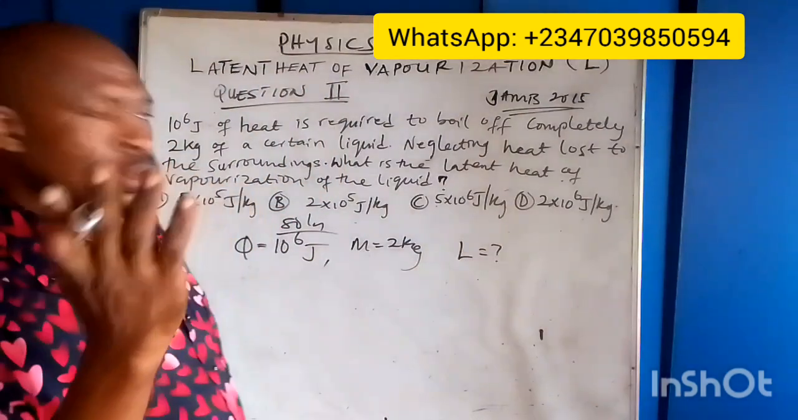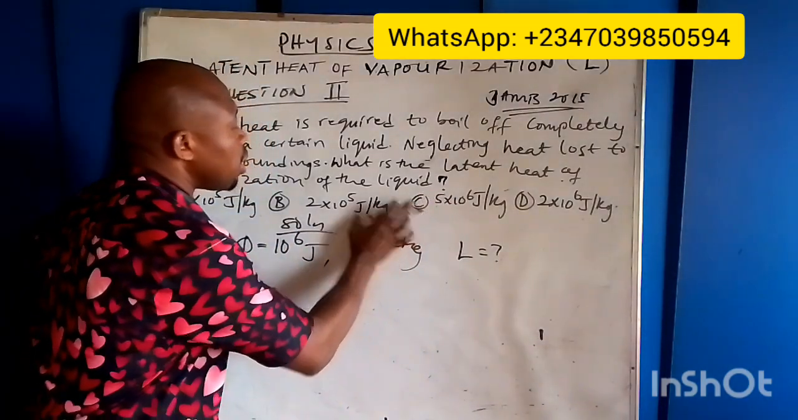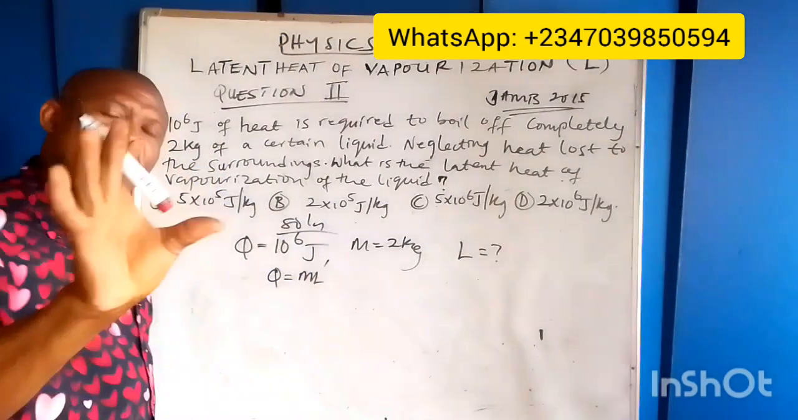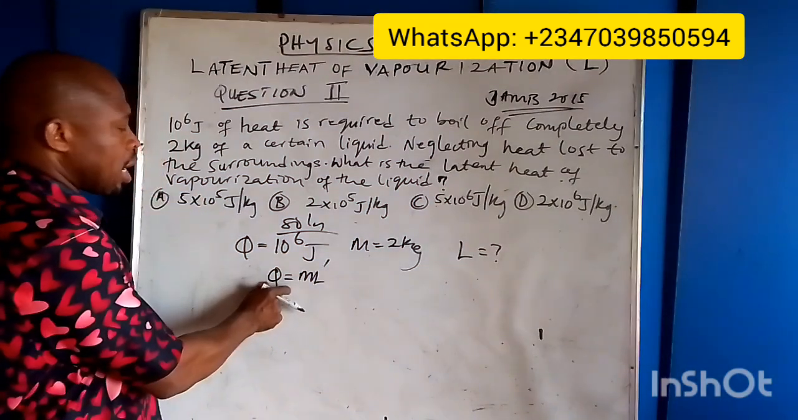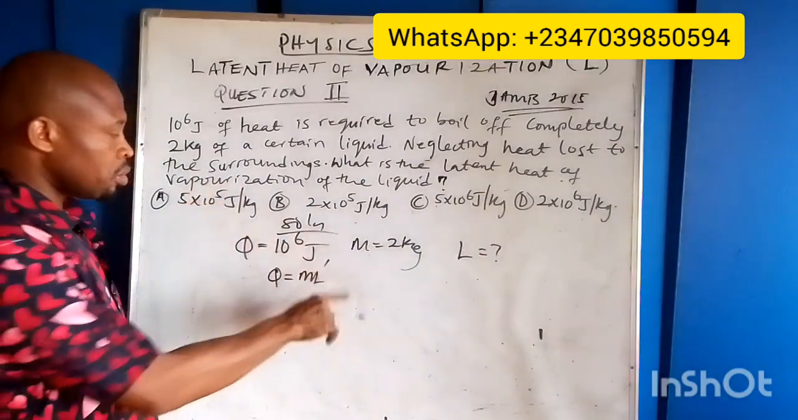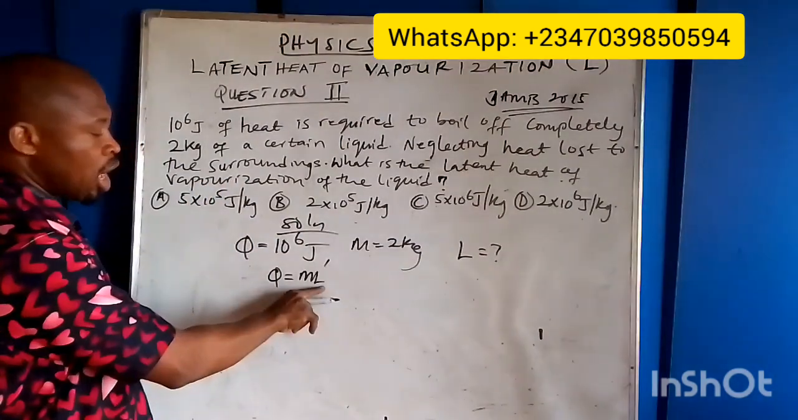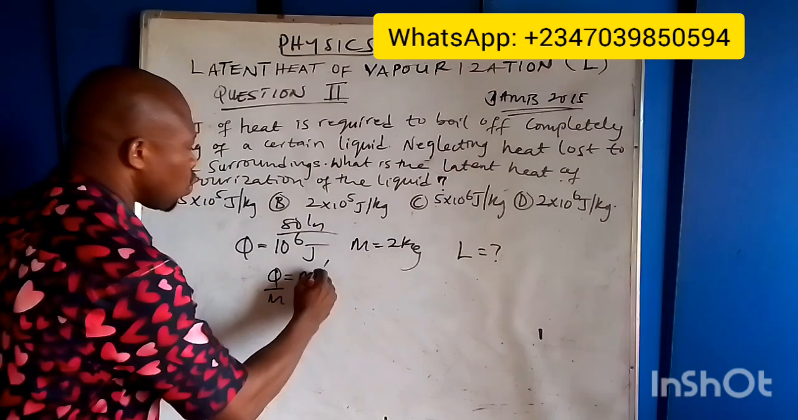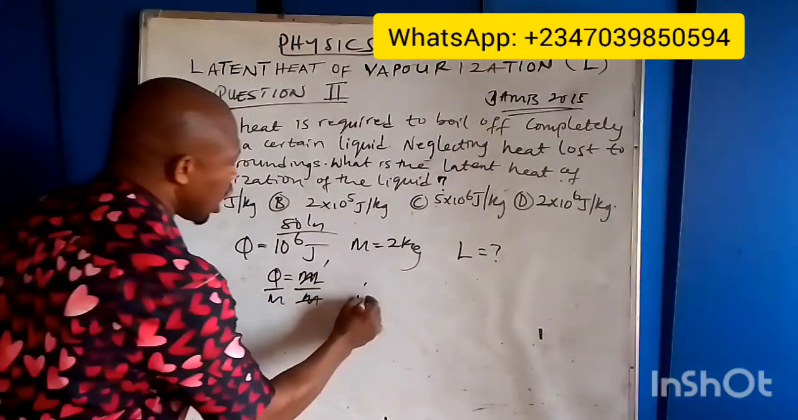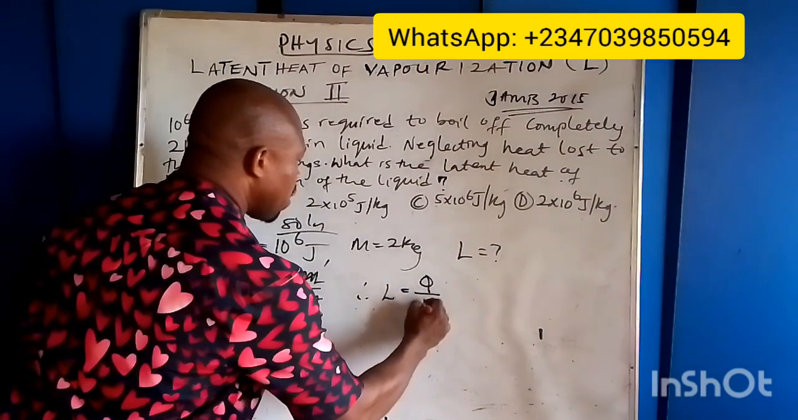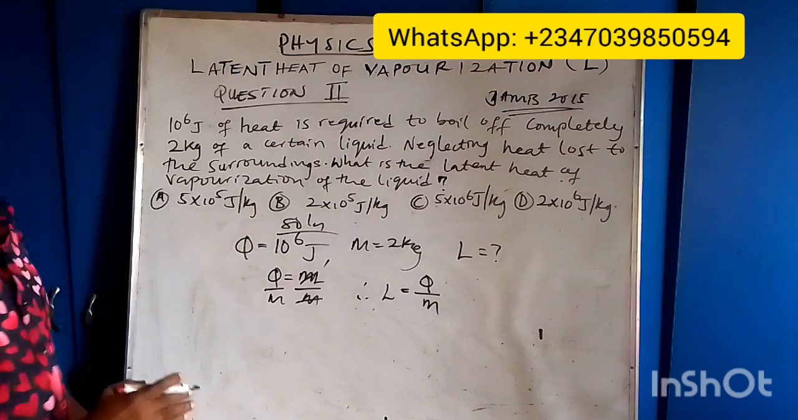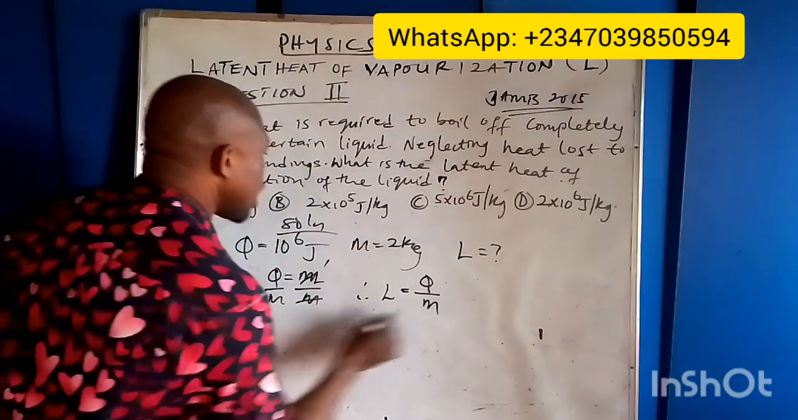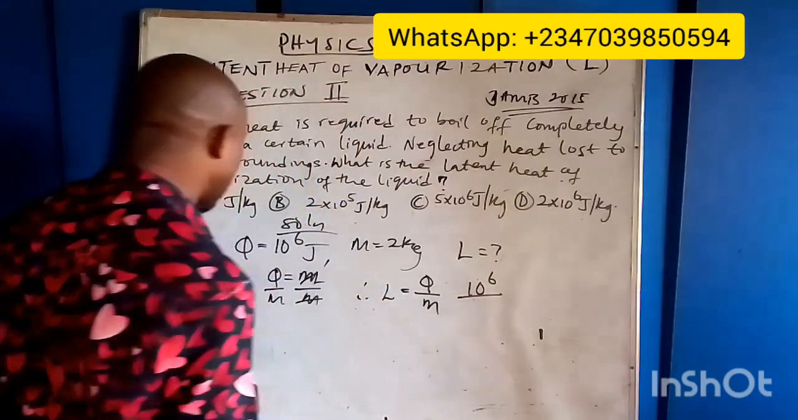Now, the only formula that will fit these is the one that says Q is mL. If I have Q is equal to mL, we're looking for L, so make L the subject. Because we're making L the subject, we divide by the coefficient of L. The coefficient of L is m. So if we divide both sides by m, m will go, and then we now have L left. We now have that L is Q over m. Now we substitute and put in these values. So if we substitute, we now have 10 raised to the power 6 all over 2.